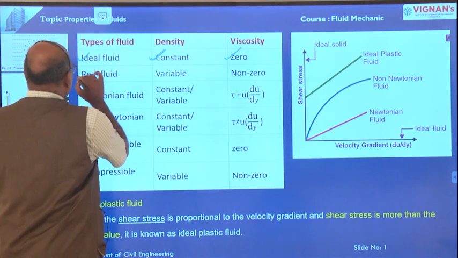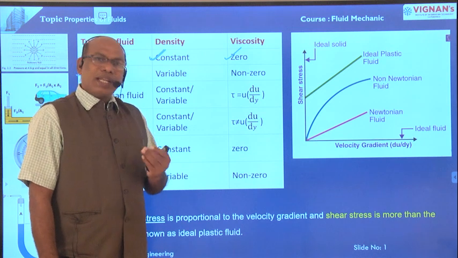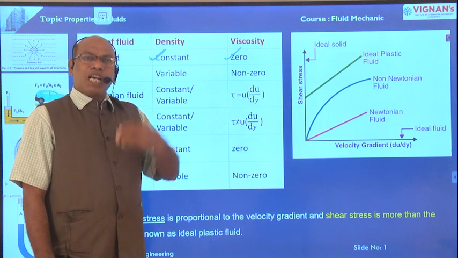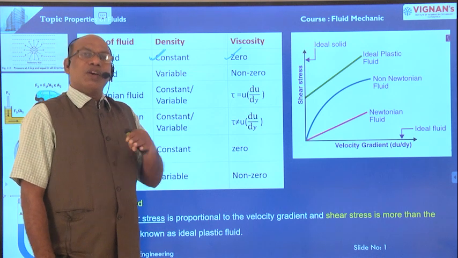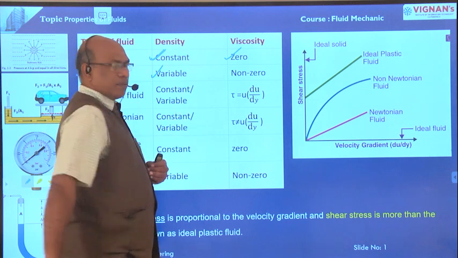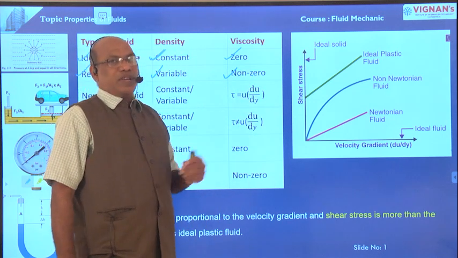And another one, real fluid. Real fluid has viscosity and is compressible. Therefore, density varies, because density is equal to mass by volume. In case of real fluid, volume changes, so automatically density changes. And this is the viscous fluid, having non-zero viscosity.